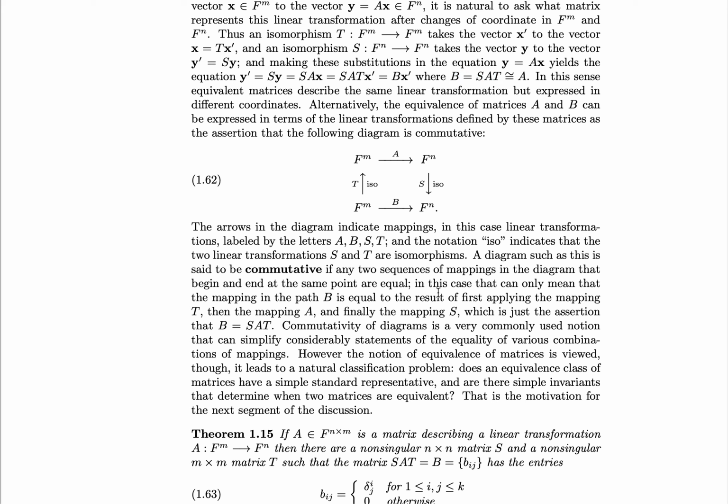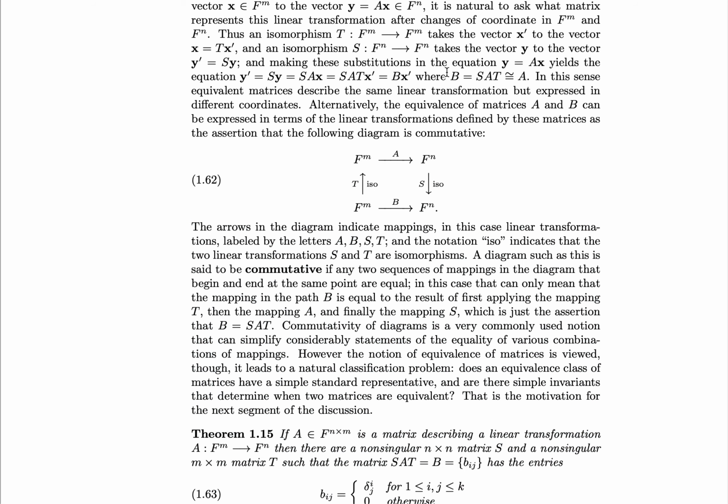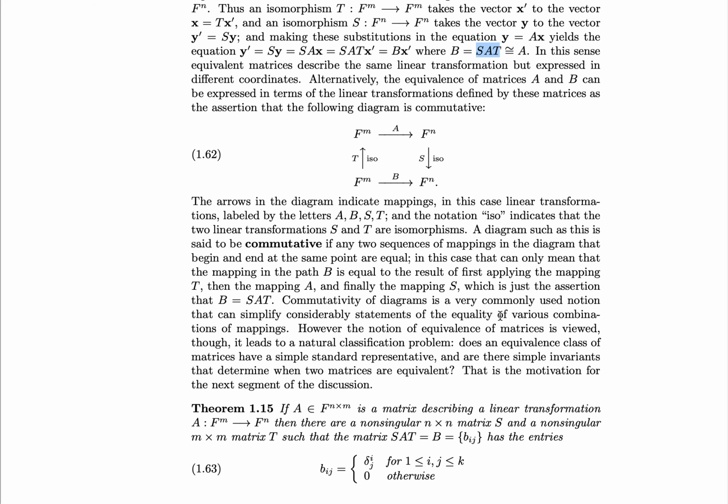So in this case, this can only mean that the mapping in the path B is equal to the result of first applying the mapping T, then A, then finally mapping S. So going from this F^m to this F^m is the same as T, A, S, which is the same as B. So that means that B is equal to SAT, where because T is first, you need to go from right to left. Which is just the assertion, as mentioned, that B is equal to SAT.